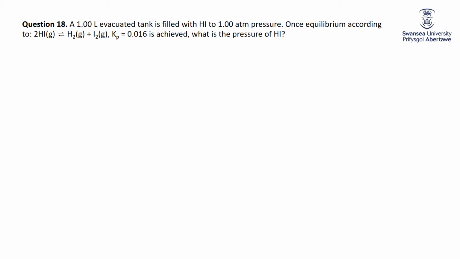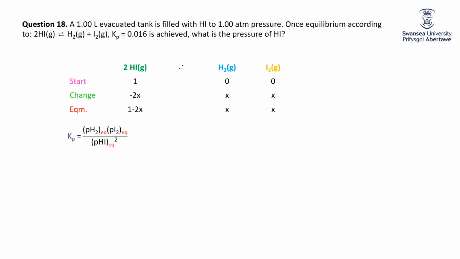Now we get to another type of calculation in which we're given starting amounts, we're given K, and we're asked for the equilibrium amounts. So here's our SCA chart. We start with HI, 1 atmosphere pressure, no H2, no I2, change minus 2x and x and x, just the normal old thingies, 2, 1, 1, and then use up reactants. So at equilibrium, 1 minus 2x, x, and x.